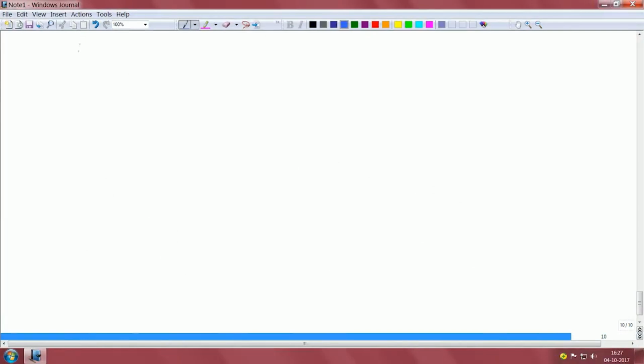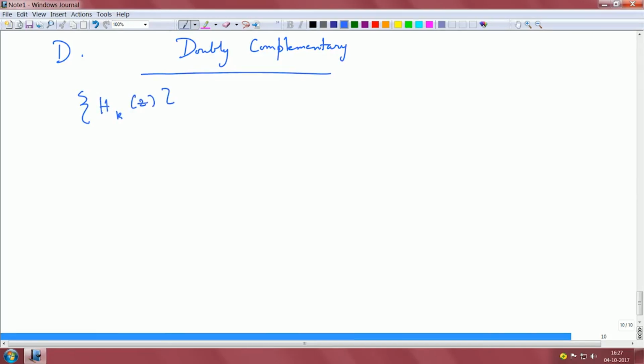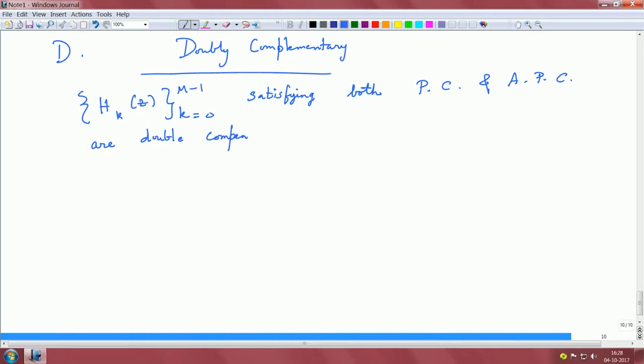So, therefore, these are some basic properties. We have the last special property, which is doubly complementary filters. Filters satisfying both power complementary and all pass complementary, or double complementary. So, it is double complementary if it satisfies both power complementary and all pass complementary.